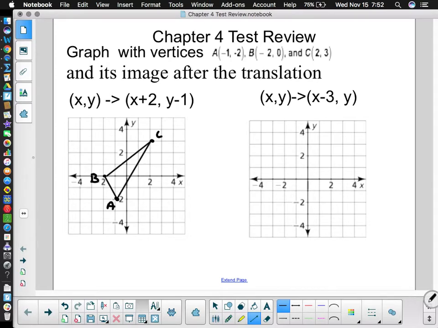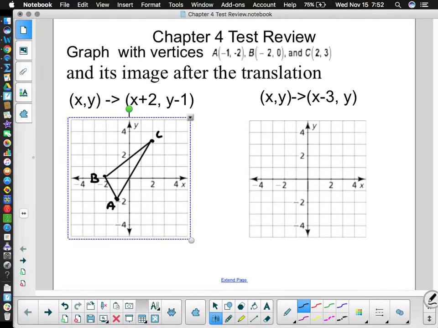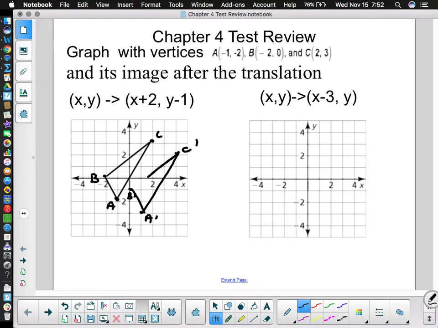Okay? And now translation is 2, -1. So every point goes over 2, down 1. So C prime, there we go, C prime, over 2, down 1. There's A prime. Okay, over 2. Over 2, down 1, B prime, there we go. Okay, so we label, and again, we draw as straight a line as we can. And that's it.